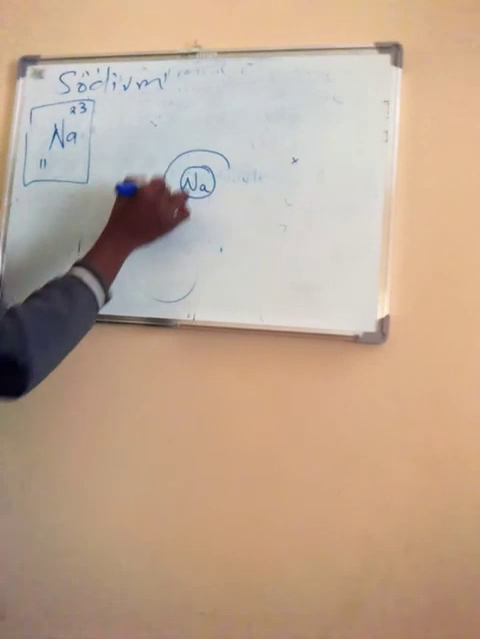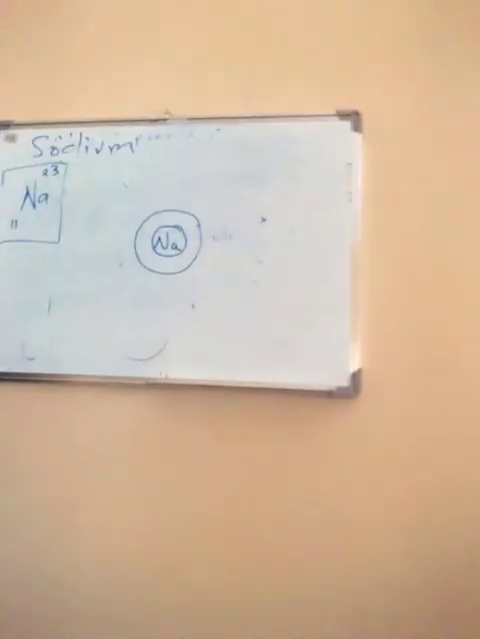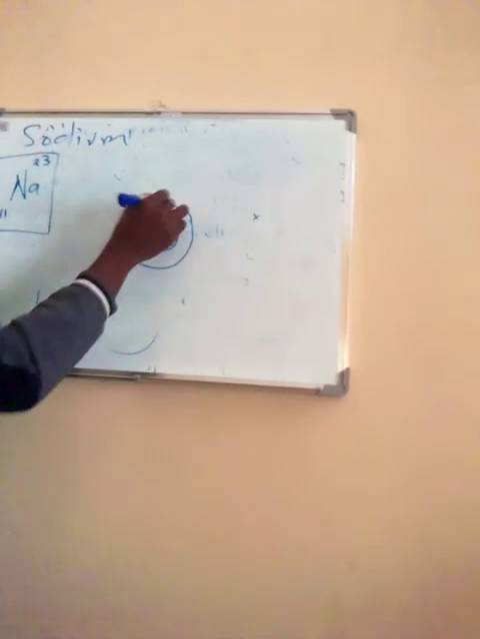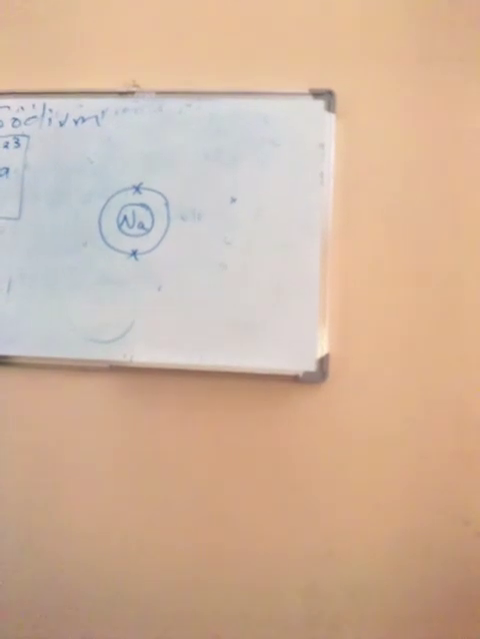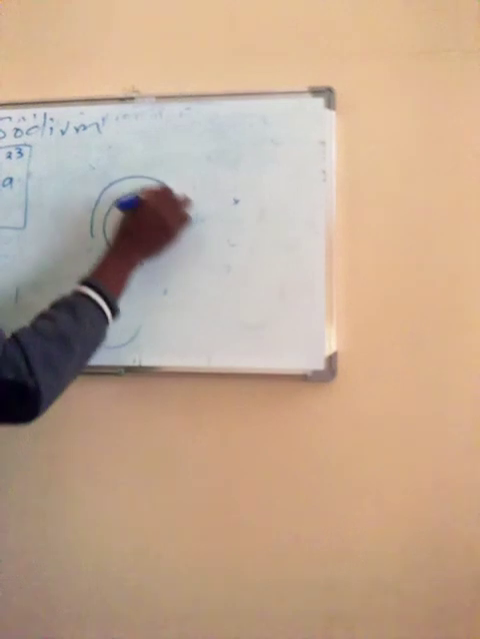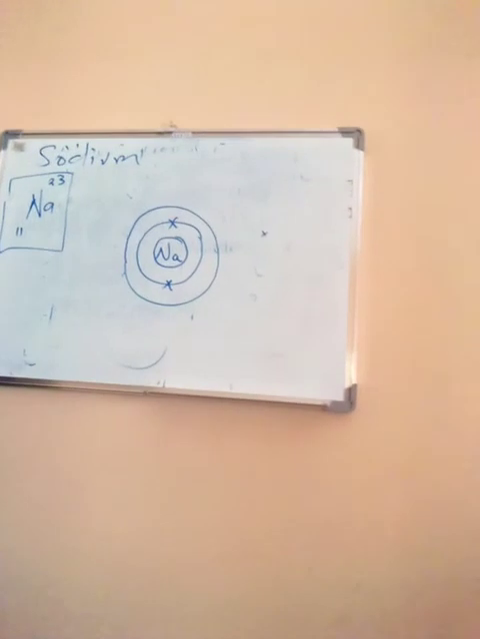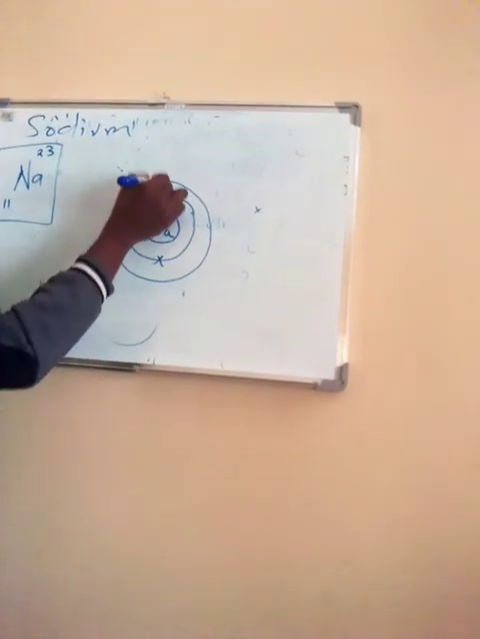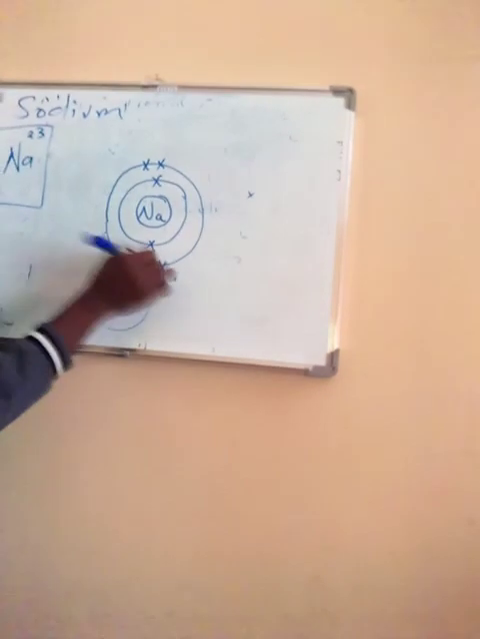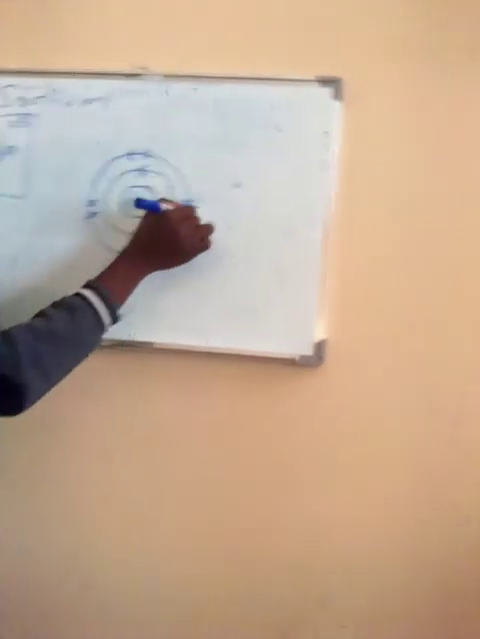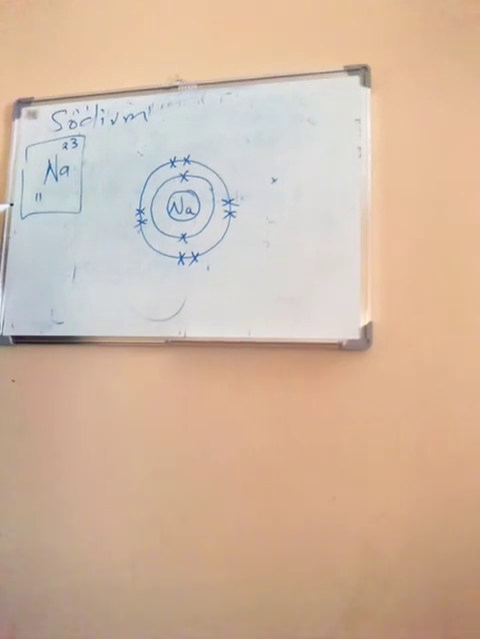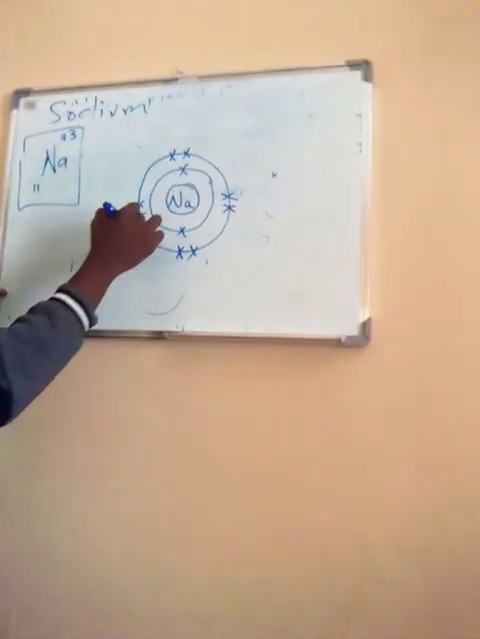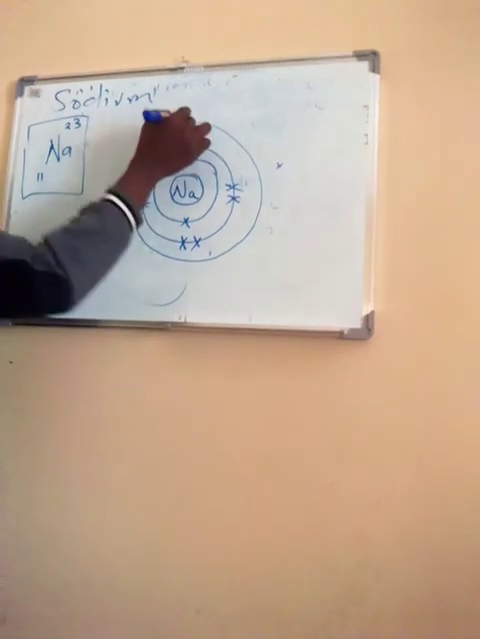Then we have a shell there. Like we said, the maximum number of electrons in the innermost shell should be 2. From the 11 we have, if we remove 2, we remain with 9, so we write another shell. But it doesn't mean we just put all 9 there. The second shell should have a maximum of 8 electrons. So we have used 10, and the number we have is 11, so we are remaining with 1 electron, which will be in its own shell.